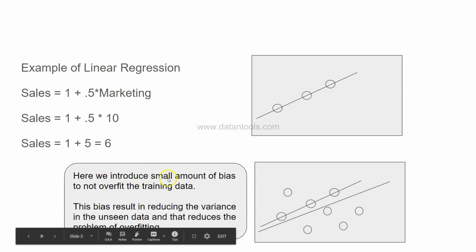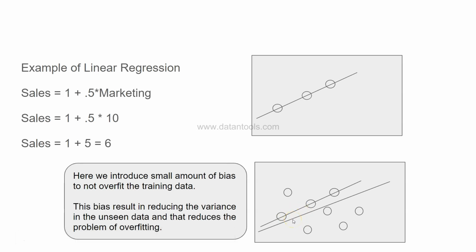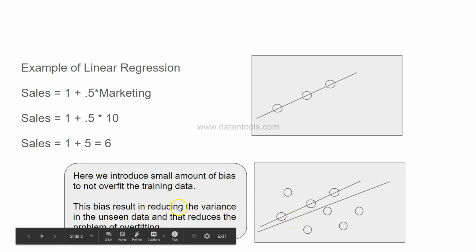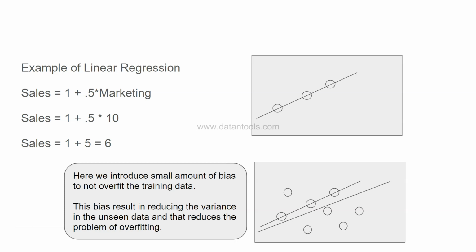Here we introduce a small amount of bias to not overfit the training data. So that means by adding a little bit of bias, we have moved from here to here. And this bias then results in reducing the variance in the unseen data. So the variance between this line and this data point is reduced, and this then overcomes the problem of overfitting as well.